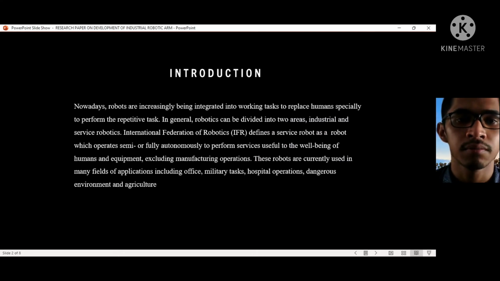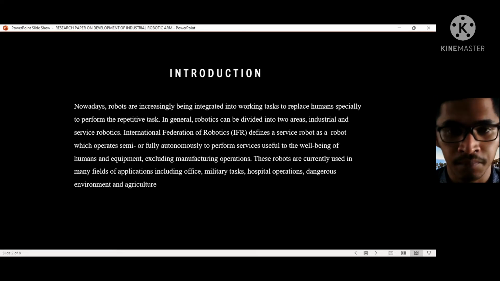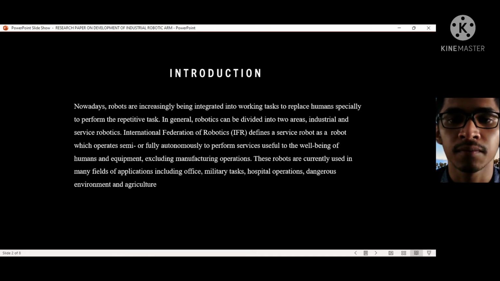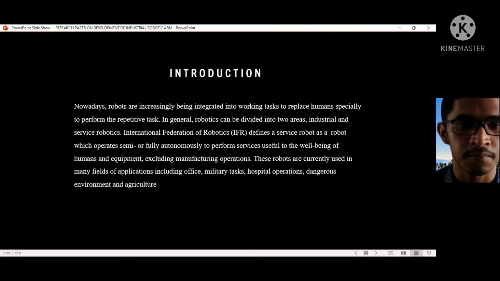Nowadays, robots are increasingly being integrated into working tasks to replace humans, especially to perform repetitive tasks. In general, robotics can be divided into two areas, industrial and service robotics. The International Federation of Robotics defines a service robot as a robot which operates semi or fully autonomously to perform services useful to the well-being of human and equipment, excluding manufacturing operation. Normally these robots are used in many fields of application, including office, military tasks, hospital operation, dangerous environment, and agriculture.